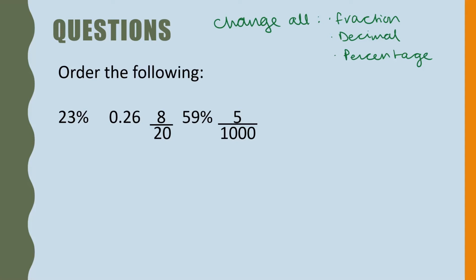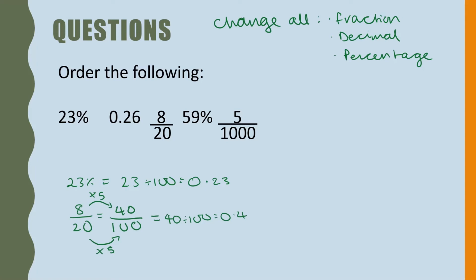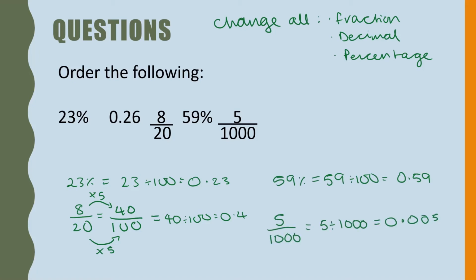Time is up. Let's go through it. I decided that I want to convert all of these into decimals. 23% in decimal is 0.23. We don't have to do 0.26 as it's already in decimal. 8 over 20 in decimal is 0.4. 59% is 0.59. 5 over 1000 is 0.005. Now when we order this, the answer should be this.